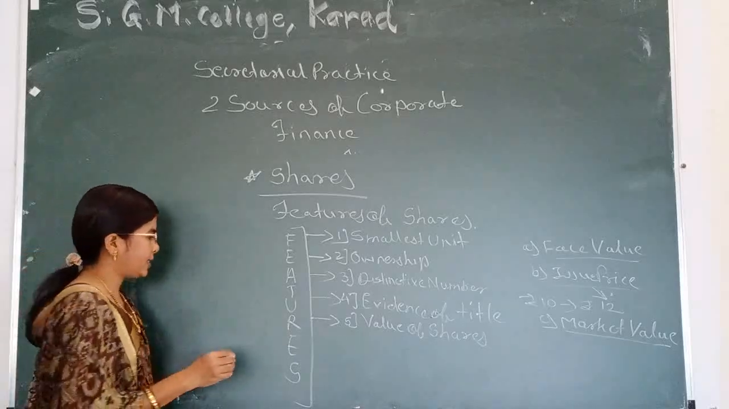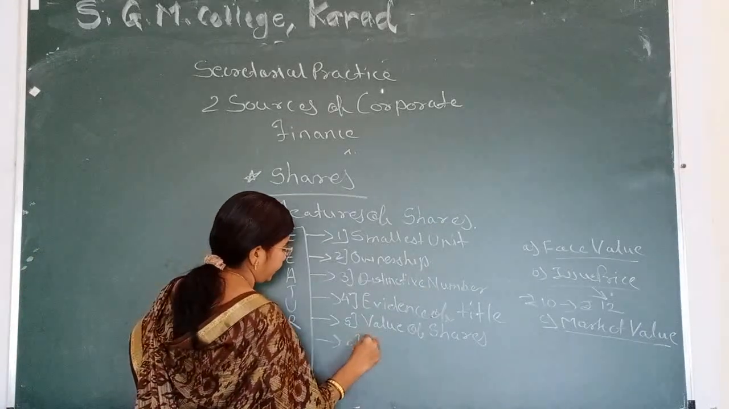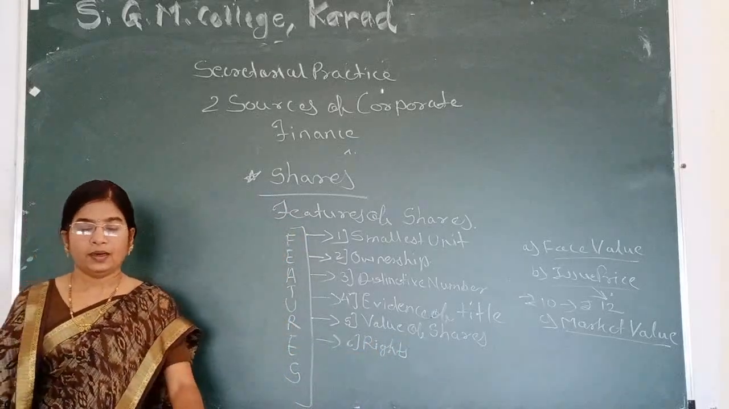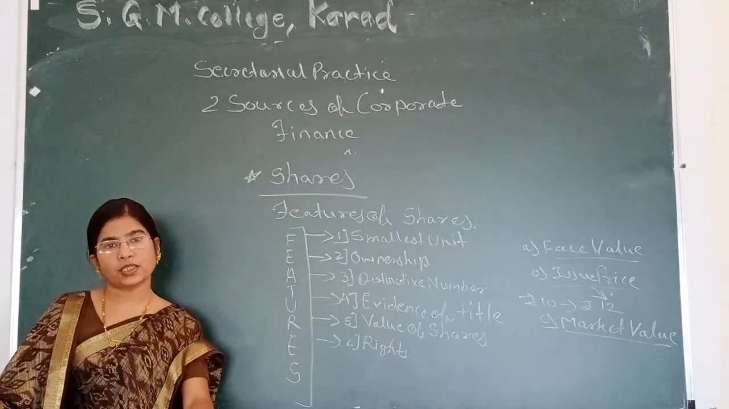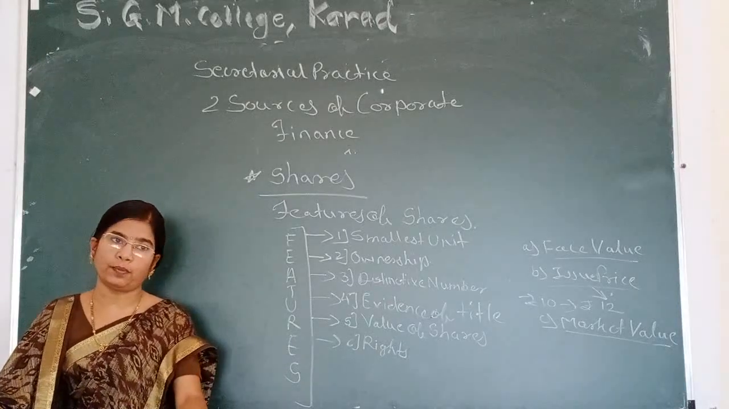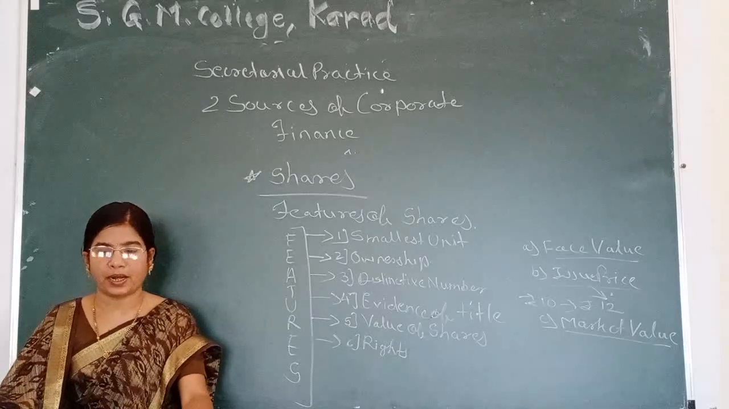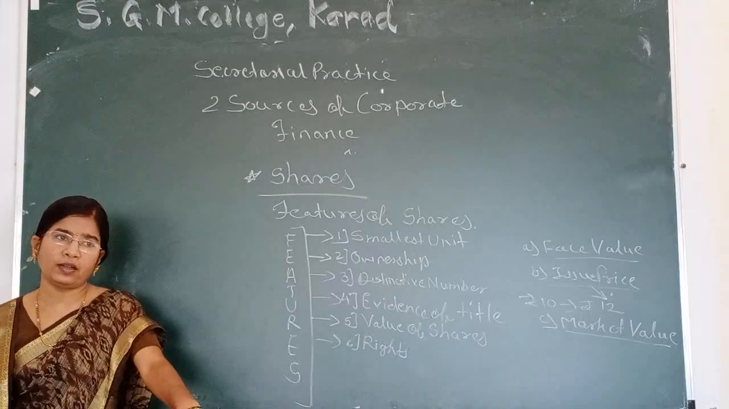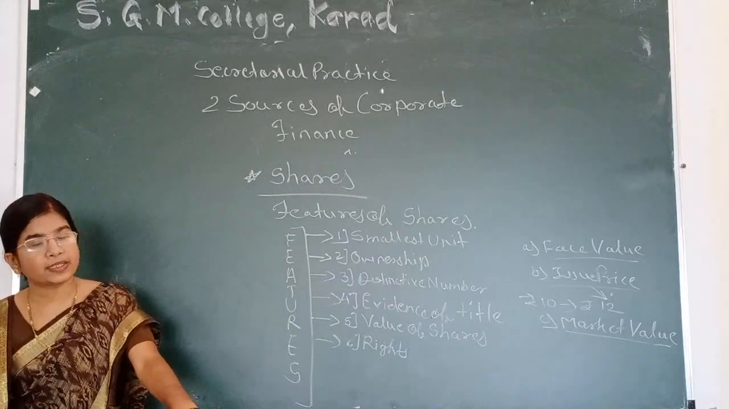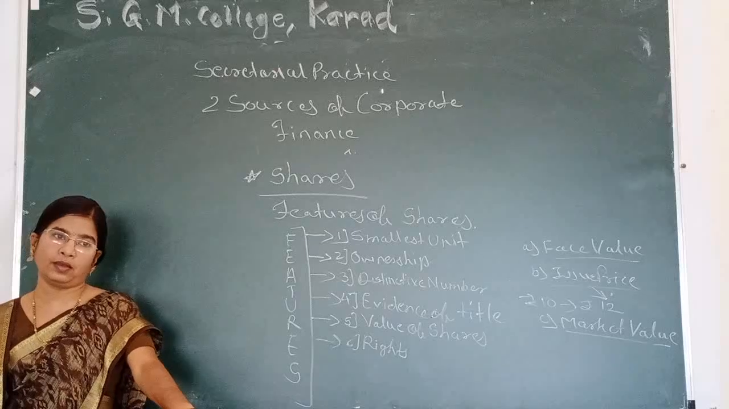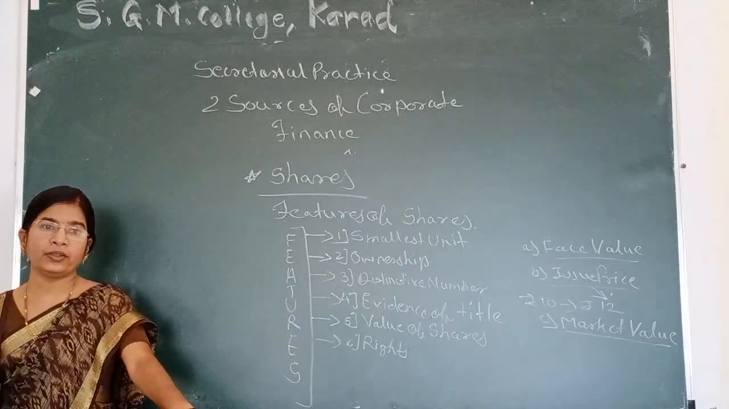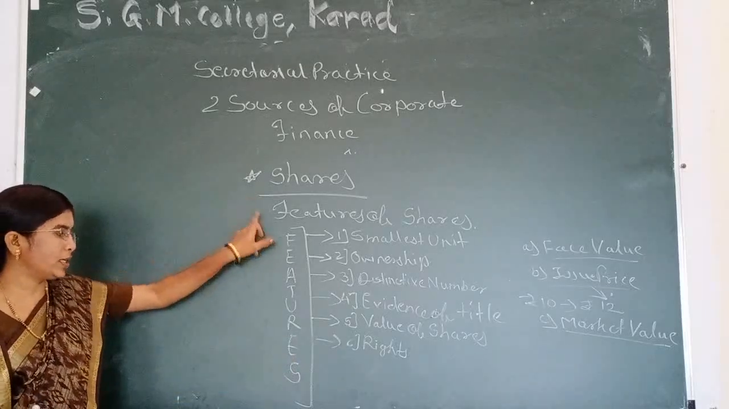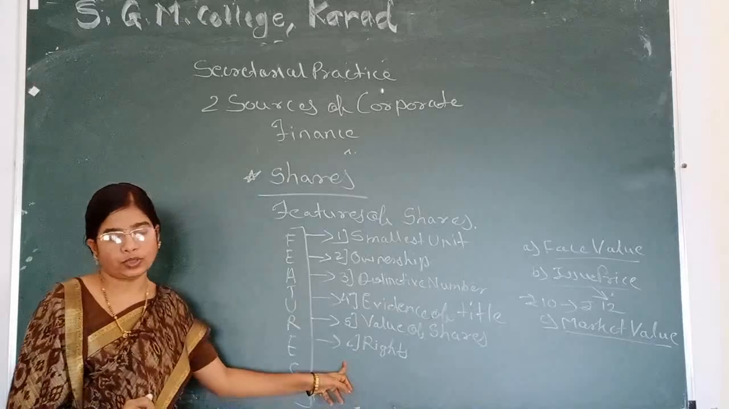Next feature is rights. A person who purchases a share becomes a shareholder of a company, and every shareholder gets some rights in that particular company. For example, receiving dividend, right to vote, and right to inspect statutory books are some important rights given by a company to shareholders. So, a person who purchases shares gets some specific rights about that company.